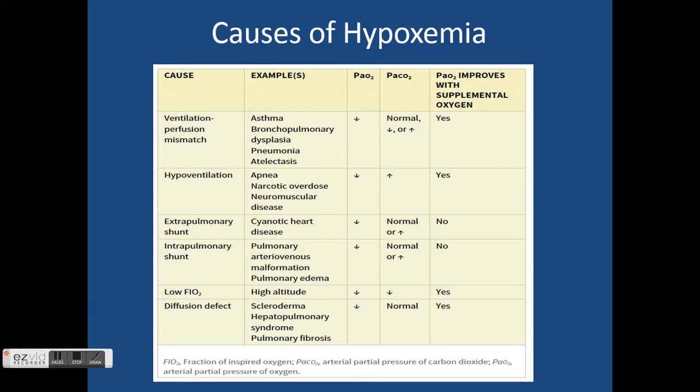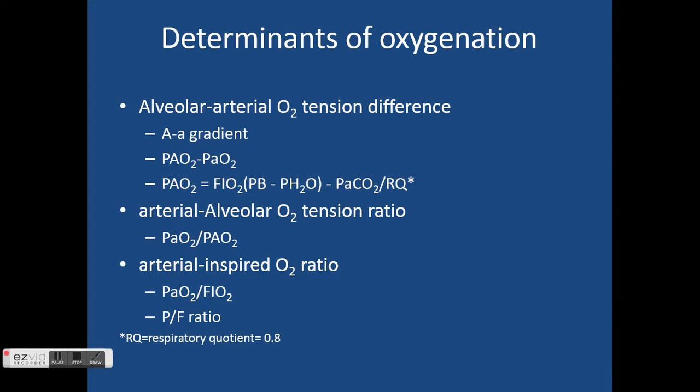And finally, they can have a diffusion defect. There's a problem with the CO2 or the oxygen diffusing across the alveolar membrane. Okay? Examples: scleroderma, hepatorenal syndrome, pulmonary fibrosis, things like that. Typically, the PaO2 will be low, CO2 should be normal, and they will respond to oxygen. So another nice little table to keep in your mind when you're going through boards and your clinical patients.